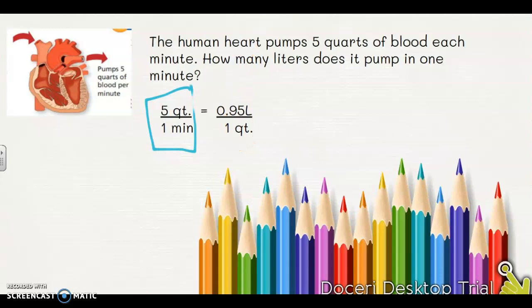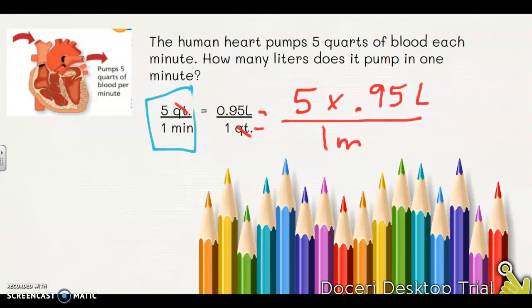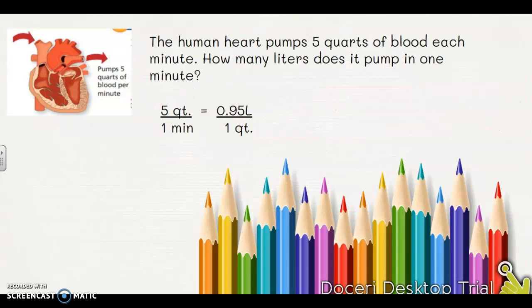Okay, so what I'm going to cancel out, you can tell here, is the quarts and the quarts. So I am left with 5 times 95 hundredths liters over 1 minute. When you multiply that out, you end up with 4 and 75 hundredths liters per minute. It's using everything that we've used before. We know how to multiply fractions. We know how to use our equivalent ratios. And when you put it together, it just makes this really easy to figure out.